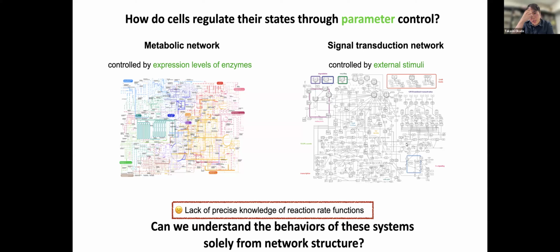A major theoretical challenge is that for many reactions inside cells, we don't have precise knowledge of reaction rate functions or parameter values. So this raises a question: can we understand the behaviors of these systems from network structure? And it turns out that many properties of chemical reaction networks are determined by their network structure alone.